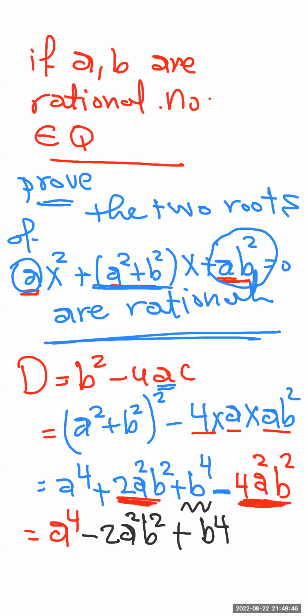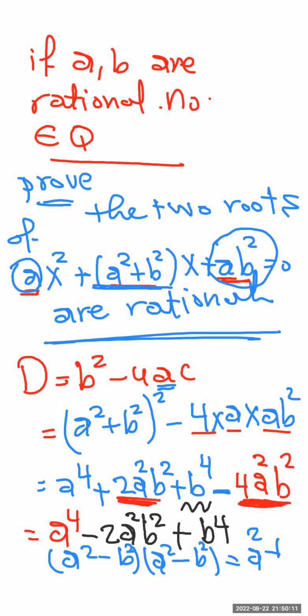From the first moment, it seems to be a perfect square, right? Why? Because if I'm going to factorize this, a squared, b to the power 2, with minus, two brackets with the same variables and the same signs. So it's a squared minus b squared all to the power 2.